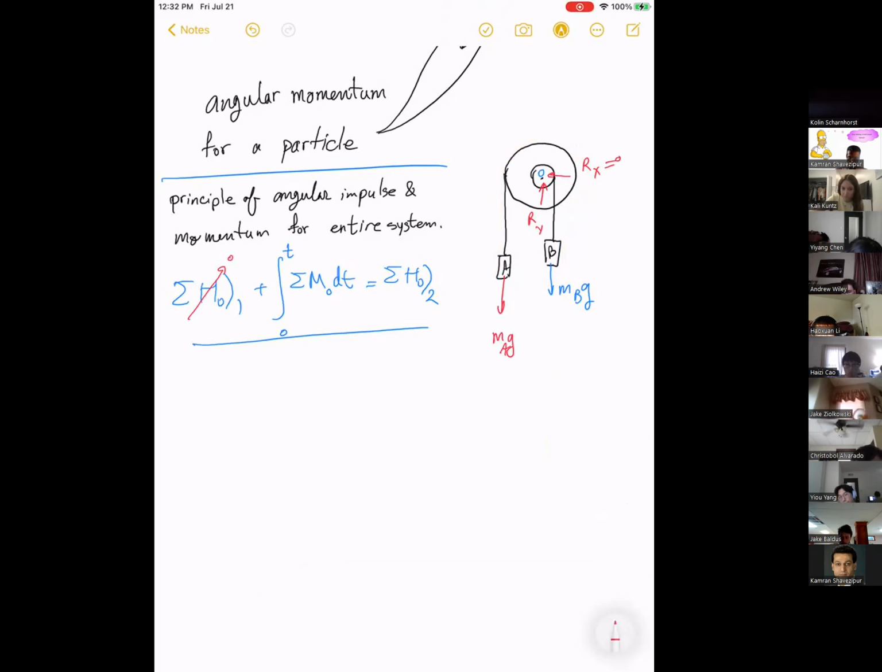What creates moment about O here? Look at here for a second, please do not write. Force mg has this radius and creates rotation this way. Force mg for B has this radius and creates rotation, or moment, in this direction.